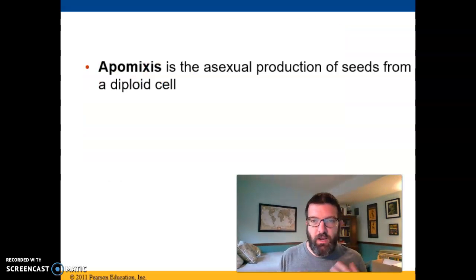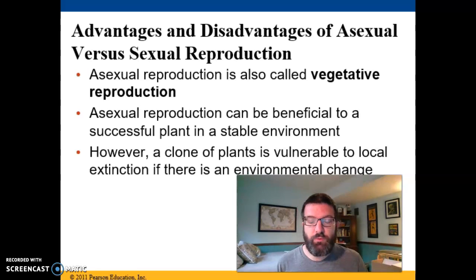Apomixis is a manner of asexual reproduction when a plant can form seeds from a diploid cell. So this is essentially like parthenogenesis in animals, where you have a diploid egg instead of a haploid egg. That's what happens here, and you end up with a diploid cell that becomes a seed. These various forms of asexual reproduction can also be called vegetative reproduction.